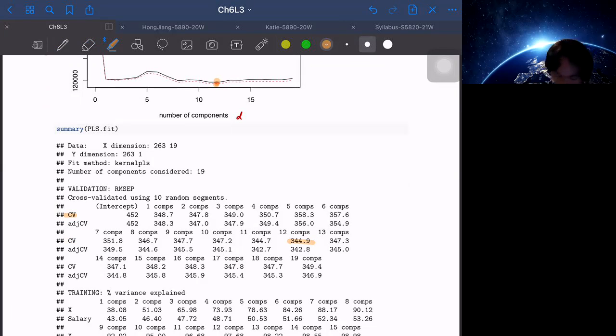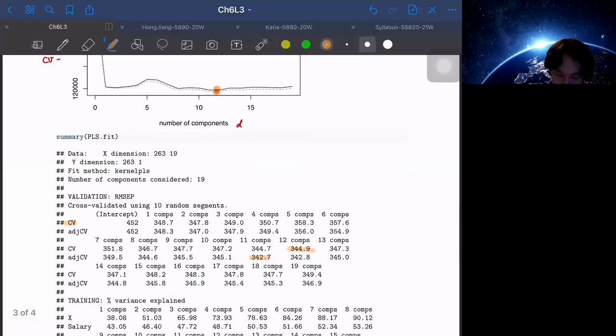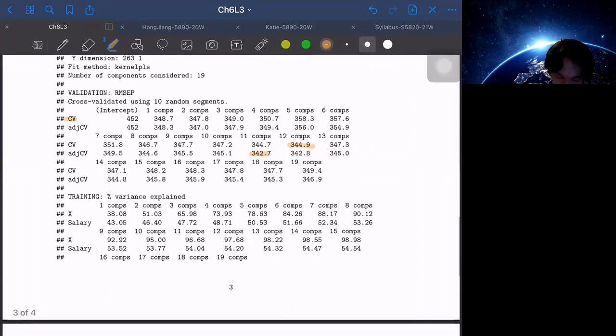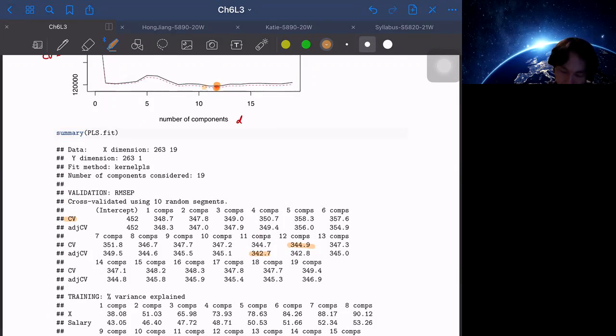The adjusted version is probably similar. So this is the best. Maybe 11 is the best, but a slightly different criterion gives a slightly different D. But probably D equal to 11 or 12 is the best. So 11.